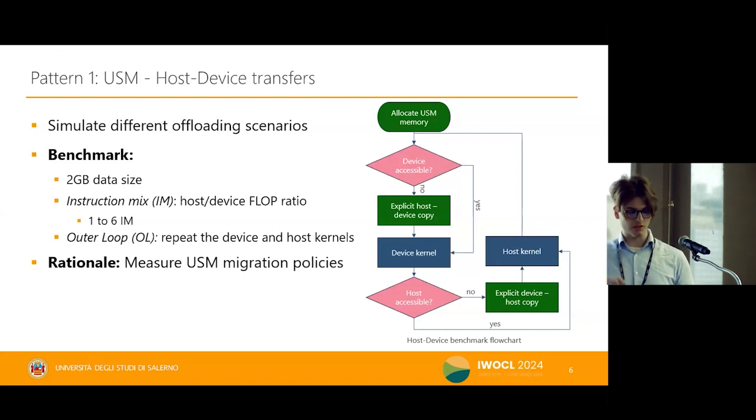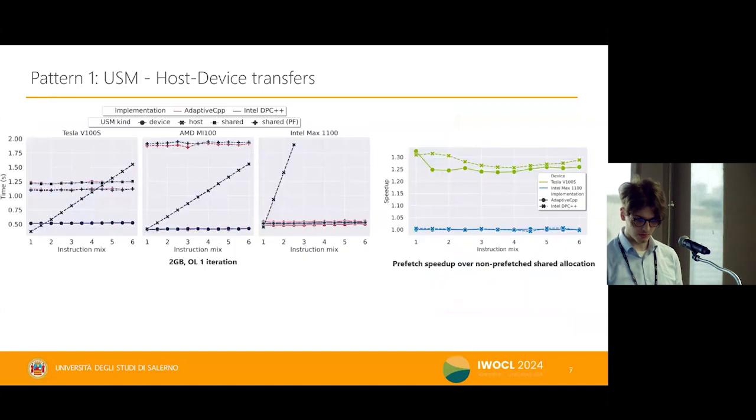The structure is very simple. We allocate, we copy the data to the device, we perform something, we copy the data back, and then we perform a kernel. The idea is to measure when a USM allocation is more suitable depending on the code structure. So this is the first plot we're going to see. On the X axis, we have the instruction mix, from 1 to 6, and on the Y axis is just the execution time.